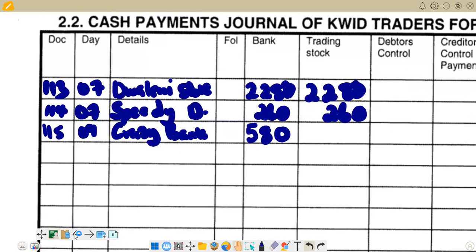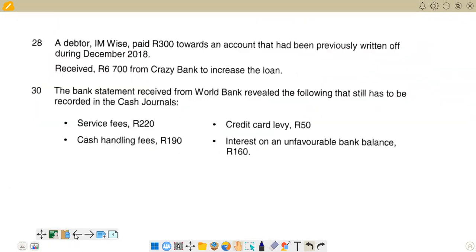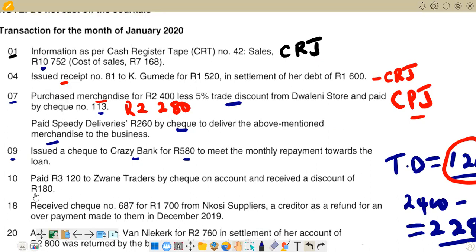Right, we go back to the question. Right, we are now on 10, saying paid 3,120 to Squally Traders by check on account and received a discount of 180. So it's also important to identify which journal is being affected. Again, we are paying, so it's the cash payment journal again. Likewise, this one was also the cash payments journal, and also this one for 260 was also for cash payments journal.